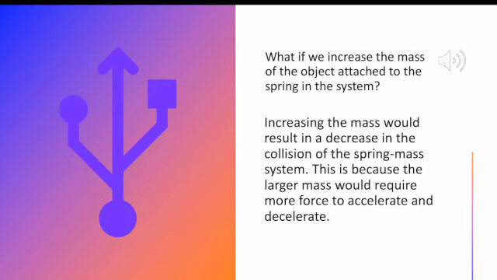What if we increase the mass of the object attached to the spring in the system? By increasing the mass, it would result in a decrease in the collision, making it slightly more inelastic or elastic, depending on what you do, because it would require a larger mass that would force more acceleration and deceleration. And by adding more mass in a spring mass system, it wouldn't change the kinetic or the potential energy, but it could have an effect on the spring potential energy.